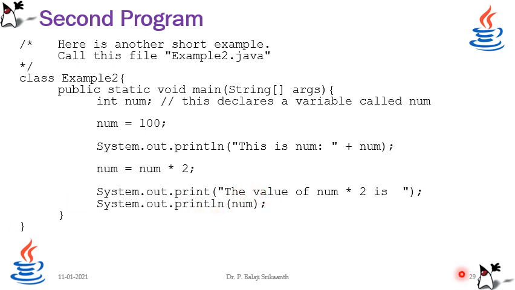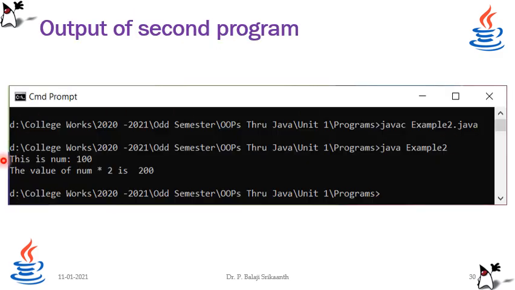We will see what happens when we execute. See here, initially the value is 100. Now the value after multiplication is 200.